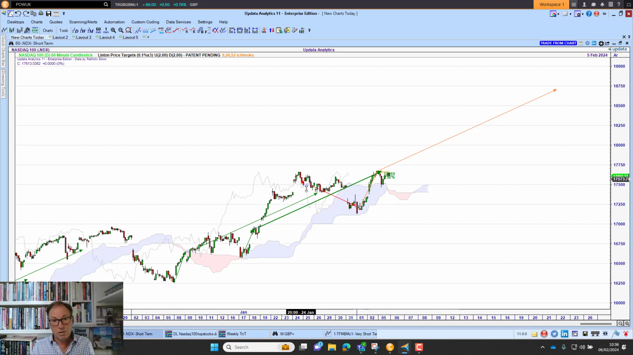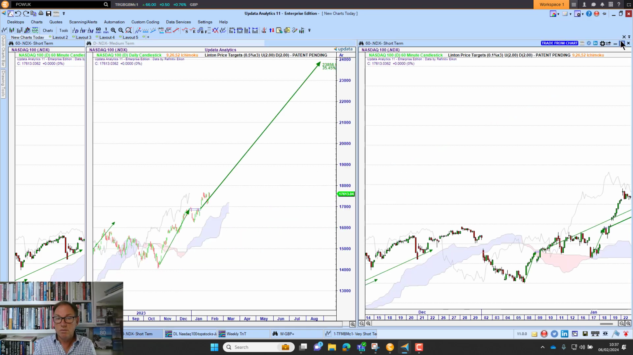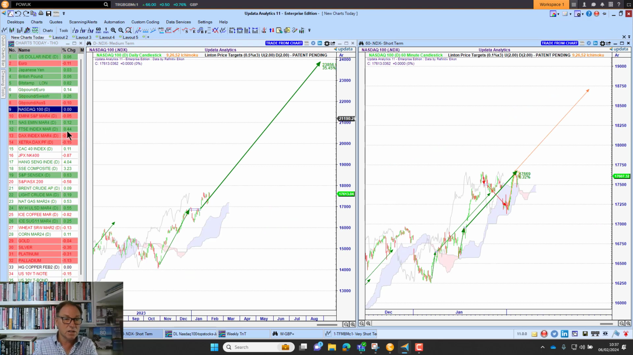And you'll notice this little downside target was given and met. These upside targets given, this one given back on the 17th of January, now met. And we're just waiting for this new one to be activated. See, you really can't ignore the targets. That's on the 60-minute chart.